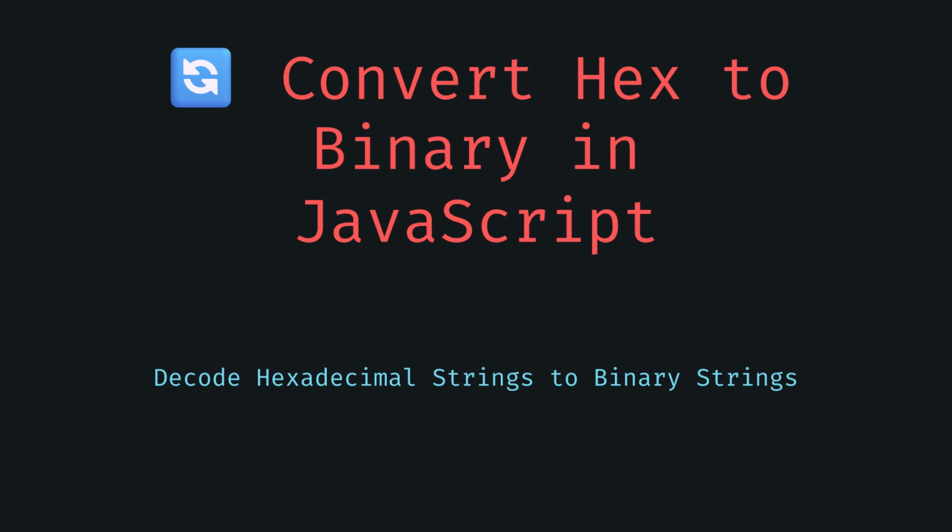Hey there! Today, we're diving into a classic conversion problem: how to convert a hexadecimal number into its binary equivalent using JavaScript. This is super useful in systems programming, networking, and debugging. Let's see how JavaScript handles this cleanly with just one line of code.